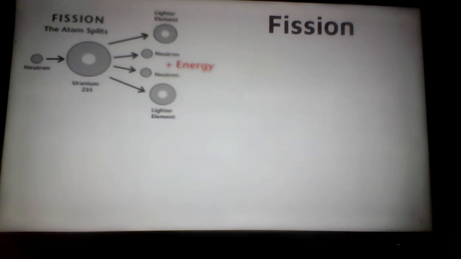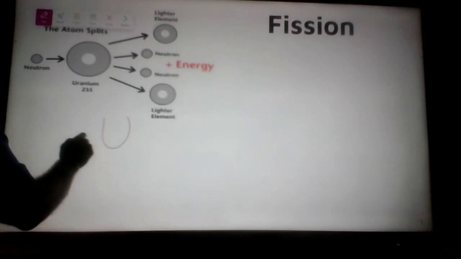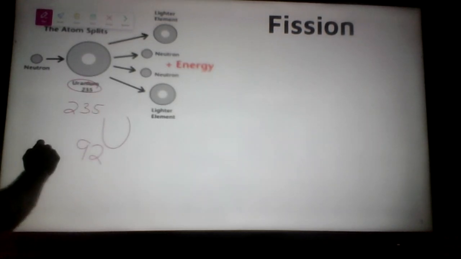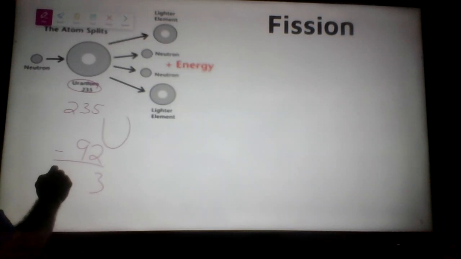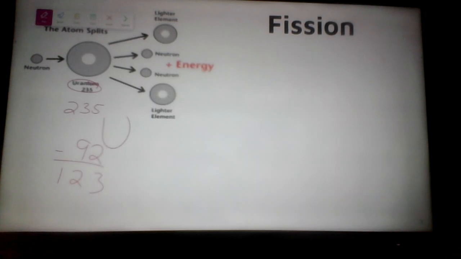All right, the picture may be a little fuzzy, but this is uranium with a mass of 235. Uranium, remember, let's do the isotopic notation, just a quick reminder. Uranium, 92 is the atomic number, and the mass that we're talking about right here is 235. So we do a little math here, 235 minus 92 is 143. So uranium-235, assuming no mistakes, has 143 neutrons.